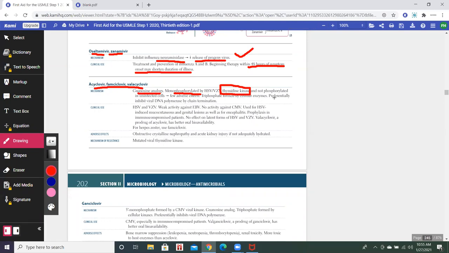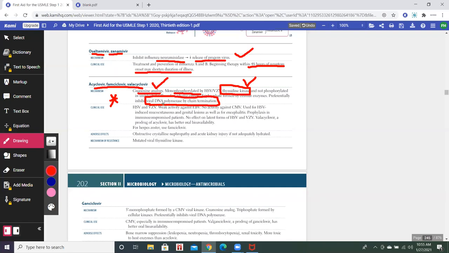which is formed by cellular enzymes. Preferentially, it inhibits viral DNA polymerase by chain termination. Okay, so let's recap the mechanism of action of acyclovir because this is extremely high yield. First and foremost, I need you to focus on the fact that it's an analog, meaning that the structure of the drug is the same as the nucleic acid guanosine. It has to be activated by thymidine kinase. And after activation, this will inhibit DNA polymerase by chain termination.